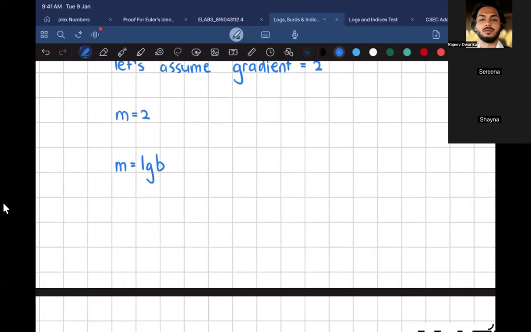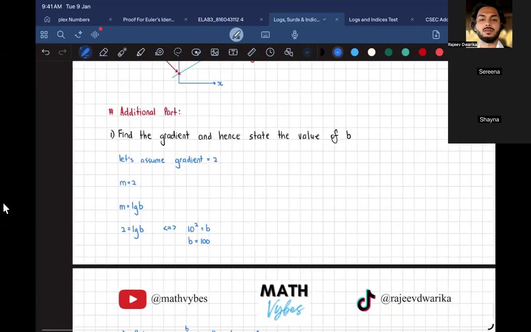You would say log b equals 2, and then you write the index form. And if I write that in the index form, what am I going to end up with? 10 to the power of 2 equals b. All right, so b would be equal to 100.